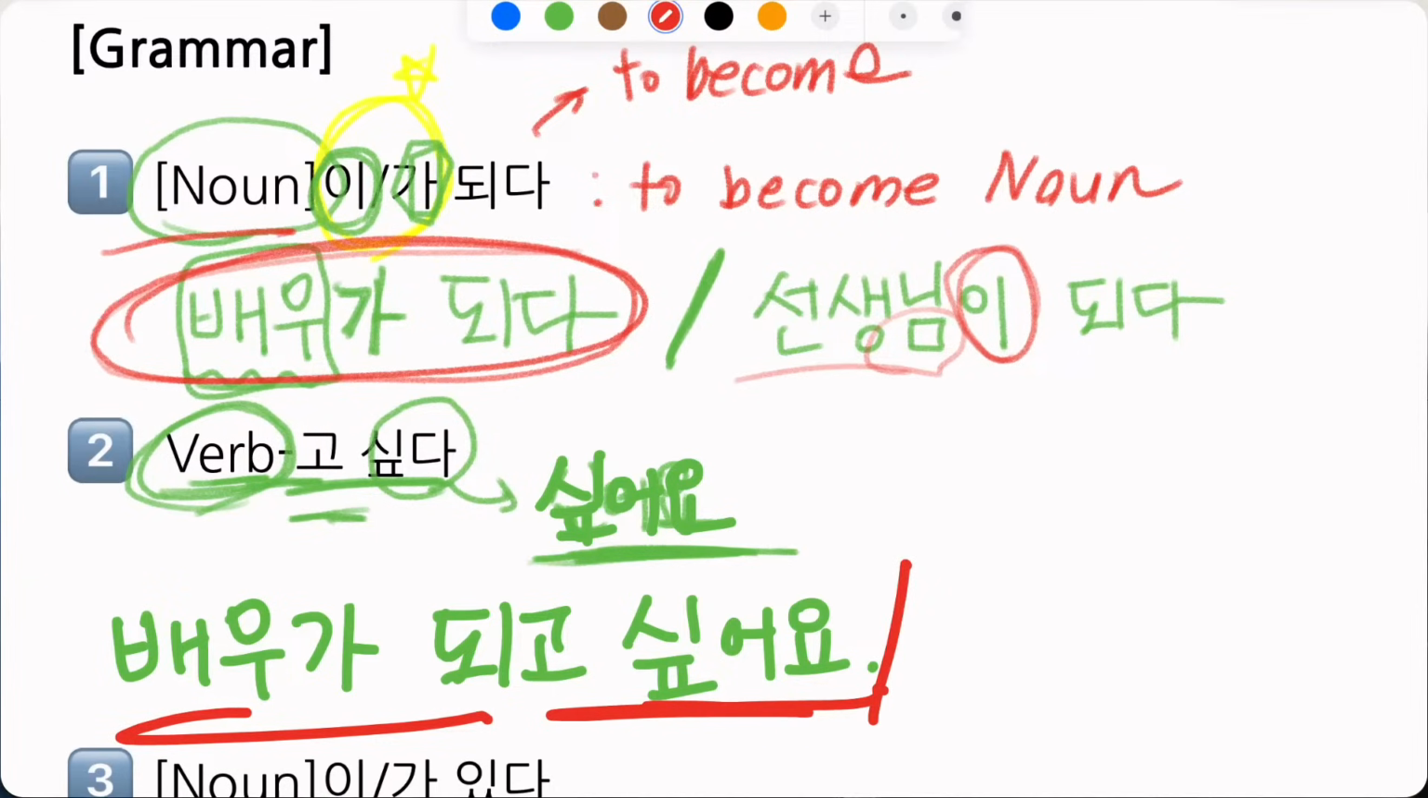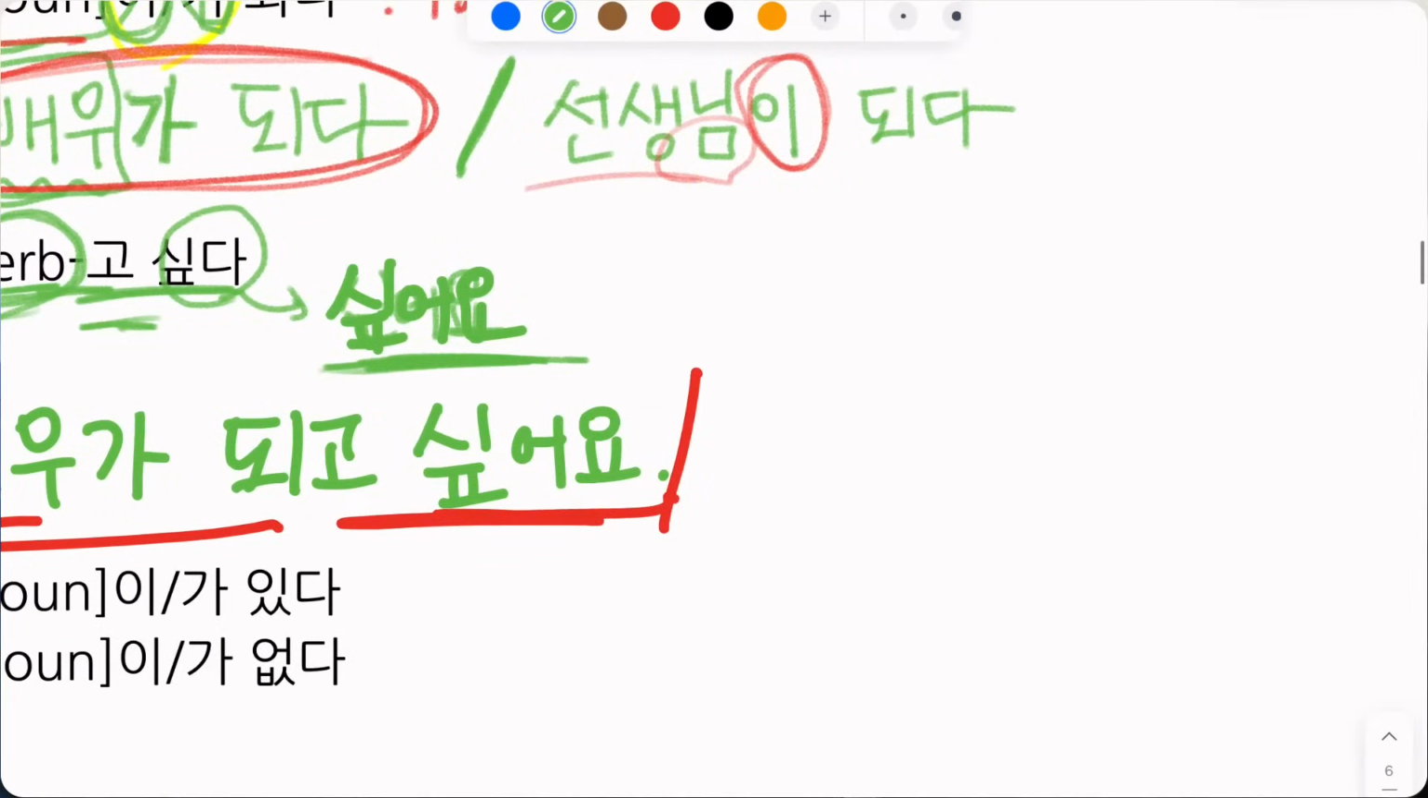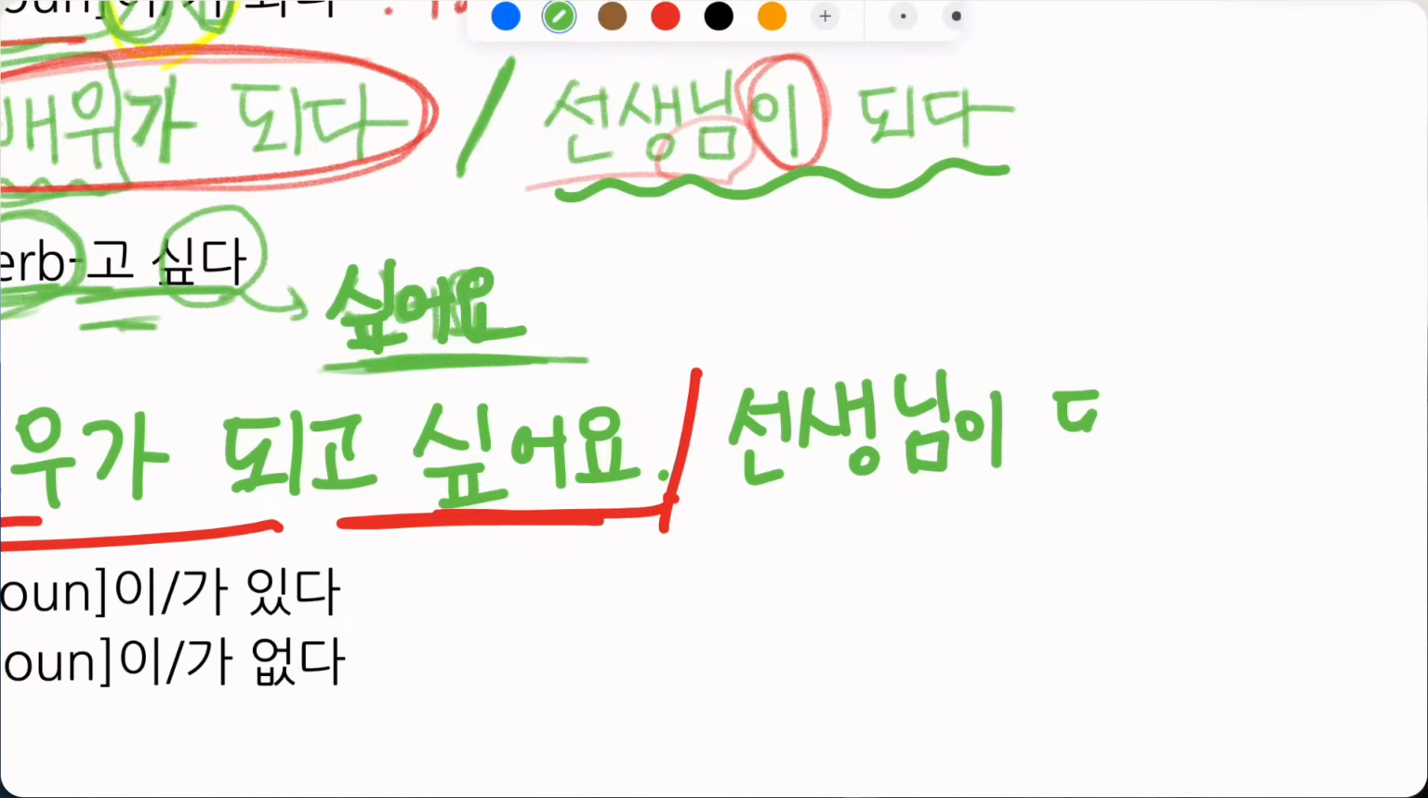The same works for I want to become a teacher. I want to be a teacher when I grow up. You can say 선생님이, you can bring the same verb. 선생님이 되고 싶어요.